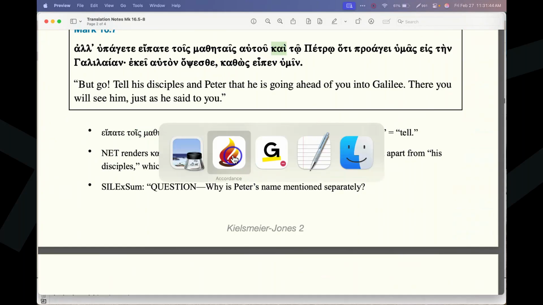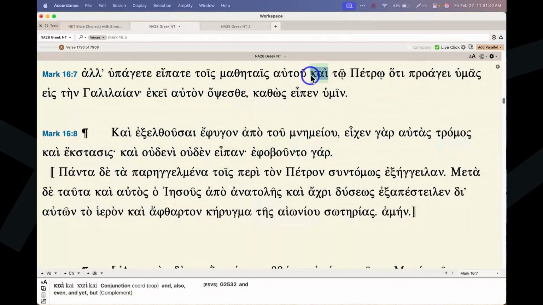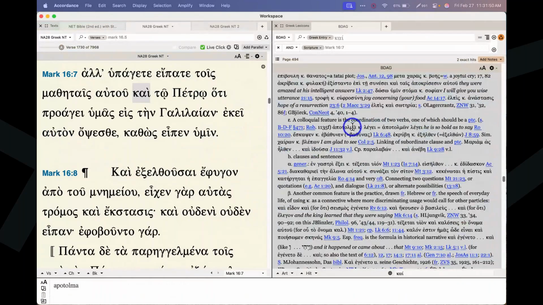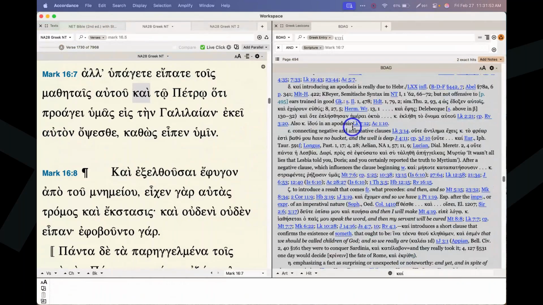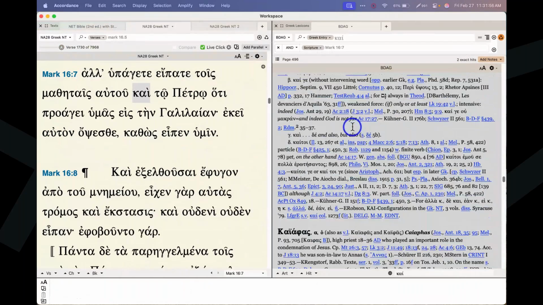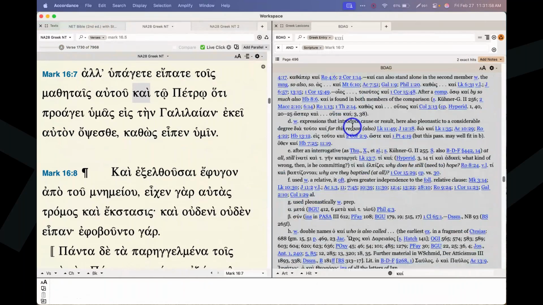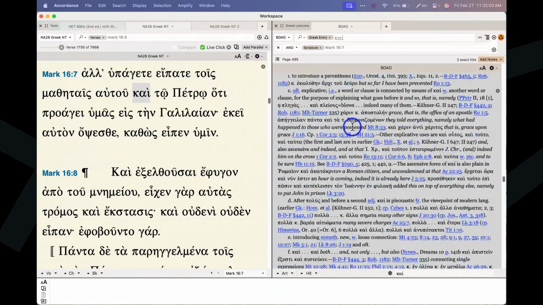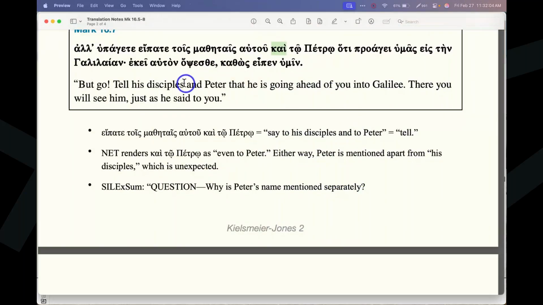which kai can mean. I mean, that's not unusual. It's a marker of connections, most generally speaking, but somewhere down here we'll find "even" for a meaning. It's going to be in there somewhere. So kai can mean "even." And so I thought that was interesting, that if you understand it that way, "tell his disciples, even Peter, that he is going ahead of you into Galilee."